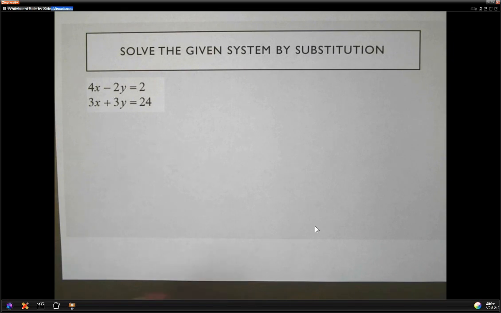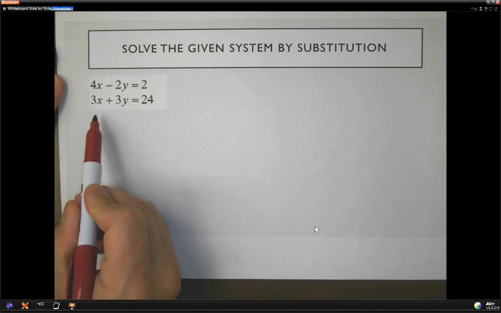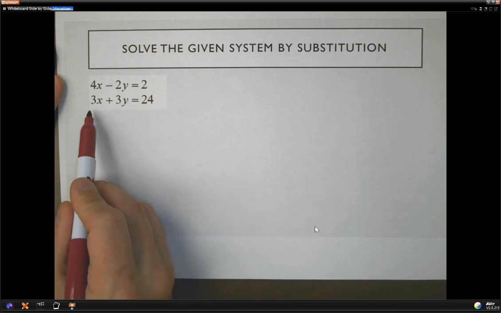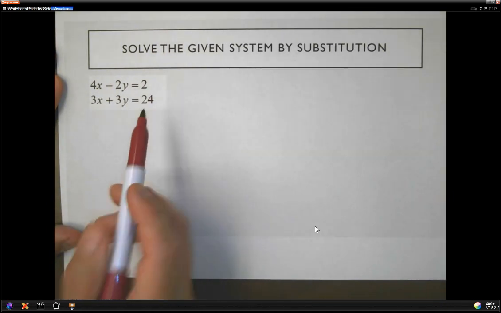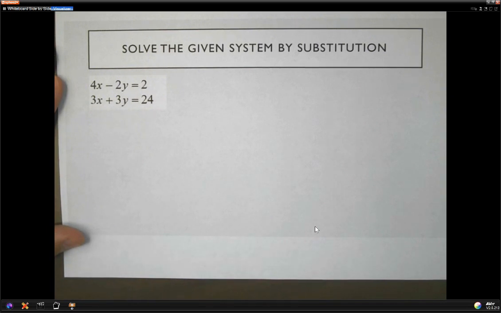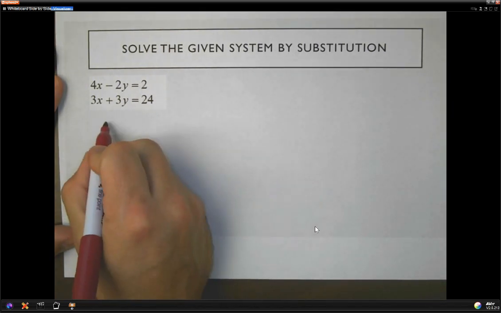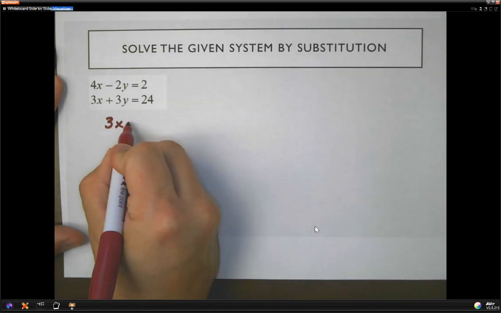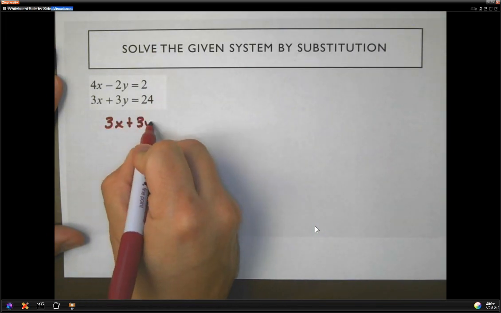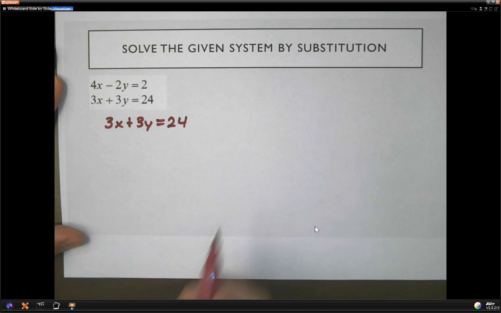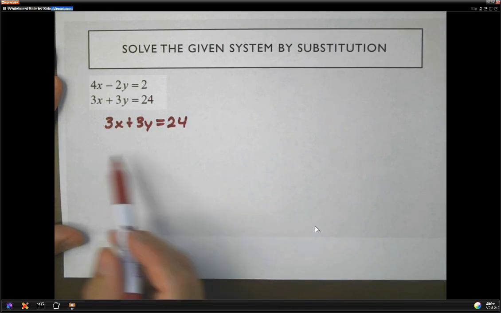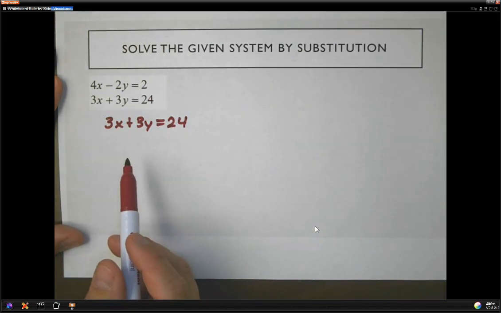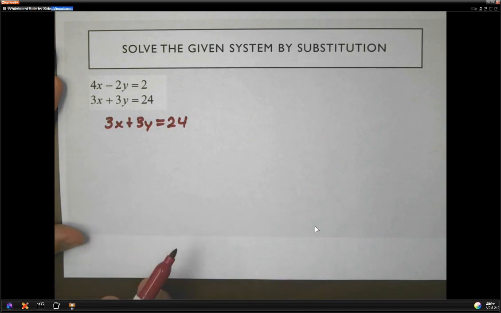So what I noticed for me is I kind of like this bottom equation. I know that no matter what, if I divide everything by 3, it's all going to come out nice and pretty simple. So I'm going to take the second equation and solve it for a variable. Now, which variable? It doesn't really matter. Since we've had some practice before with slope-intercept form, maybe I just solve for y, because I've had practice with that.